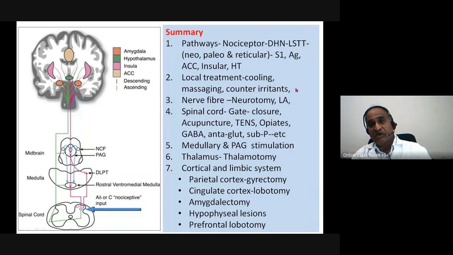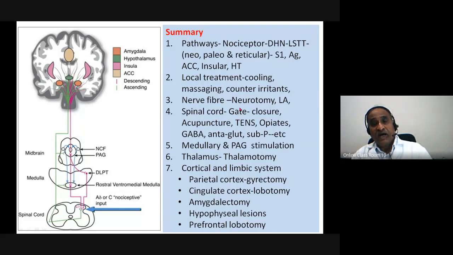I have not mentioned anti-inflammatory drugs before. They will relieve pain by reducing the inflammation, the stretch, and the temperature effect. Then at the nerve fiber level, there is neurotomy and local anesthetic application. Neurotomy is a last resort. It is cutting the nerve, which is irreversible. A local anesthetic may relieve pain temporarily, as long as the local anesthetic remains.